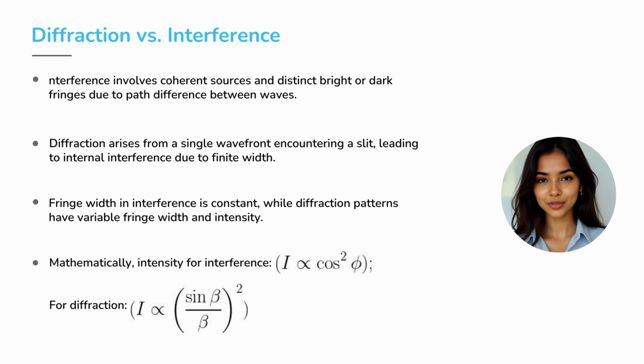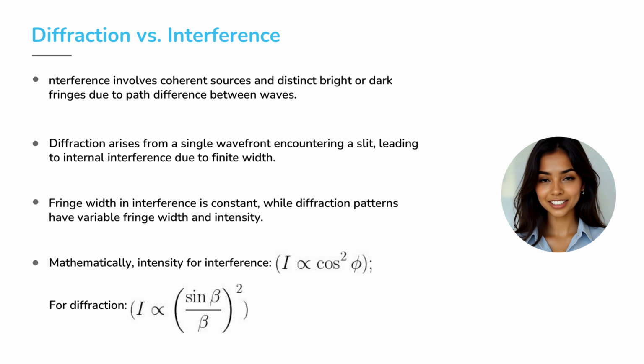Both produce patterns of bright and dark fringes, but they have key differences. Interference involves two or more coherent sources of waves, like the slits emitting waves with a fixed phase relation, creating distinct, evenly spaced bright and dark fringes caused by differences in path length. Diffraction, on the other hand, arises from a single wavefront that passes through a finite-width slit. The wavefront internally interferes with itself, producing a pattern where fringe widths vary and intensities fall off rapidly.